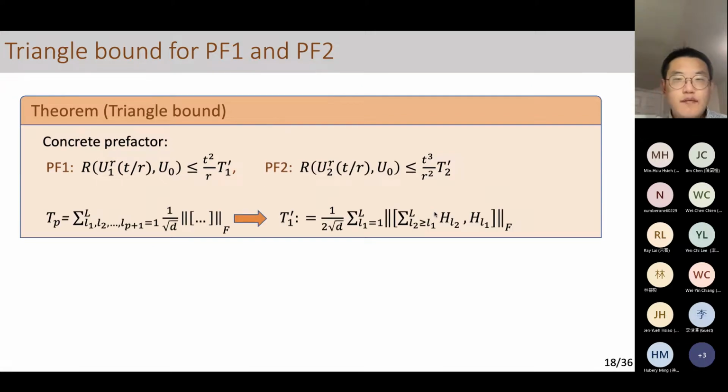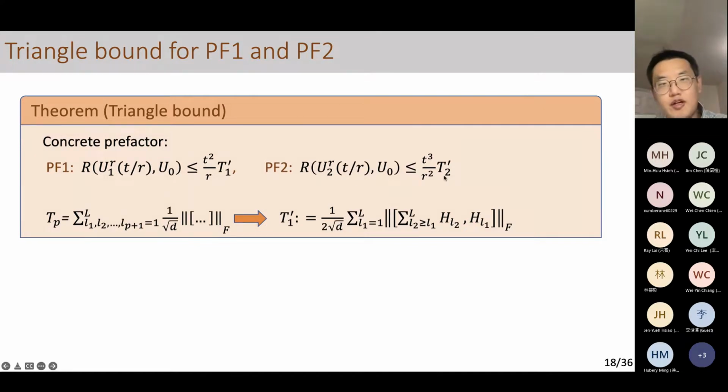In this theorem, we could remove some summations compared to the previous results. In the previous results, all the summations are outside of the Frobenius norm. Here, in this theorem, we move some summation into the Frobenius norm. Then we can make this bound tighter.